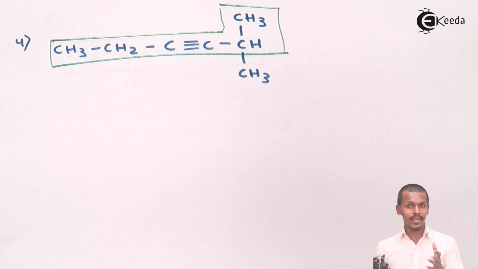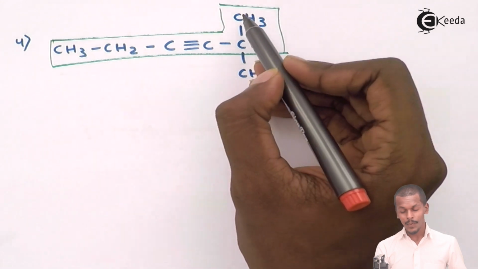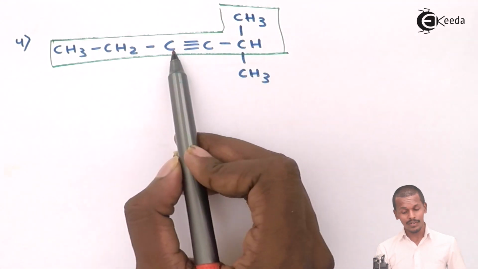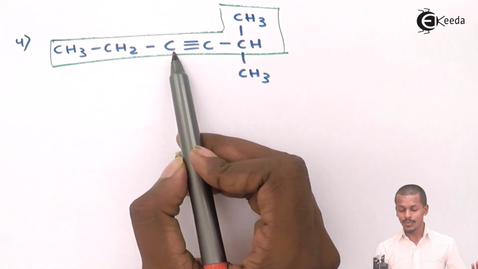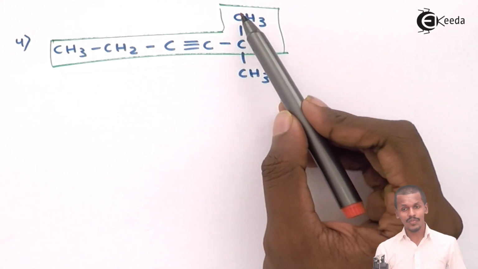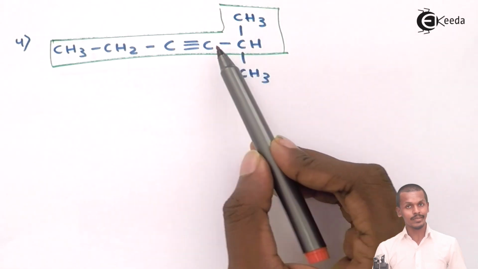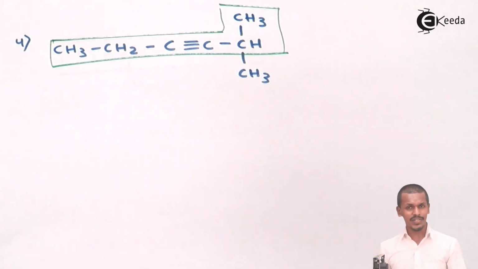So the numbering should be done from that end where we could get the carbon-carbon triple bond, or carbon-carbon multiple bond, with the least number. Therefore the numbering will start from here. Because if I number it from here, it would be first, second, third, and if I start from the other end, it will again be 1, 2, and 3. So in both the cases, it is equidistant.